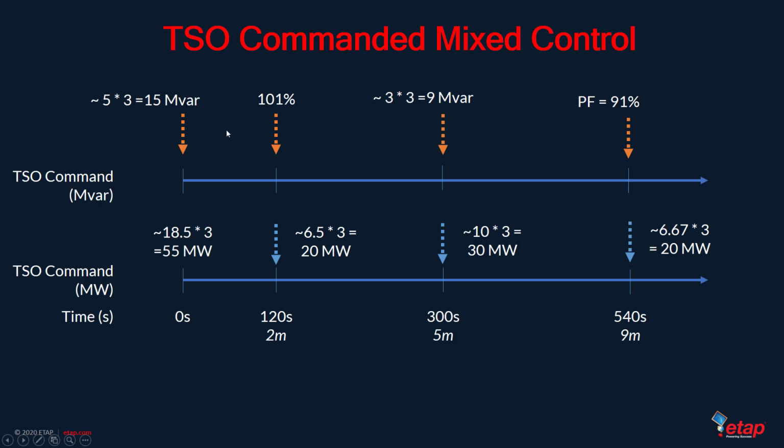So this is a voltage command, not a reactive power command, and command the real power to 20 megawatts. At 5 minutes or 300 seconds, the TSO will command reactive power to 9 megawatts and real power to 30 megawatts. And then finally, at 9 minutes or at 540 seconds, a power factor command will be given at 91% and the real power will be adjusted to 20 megawatts.